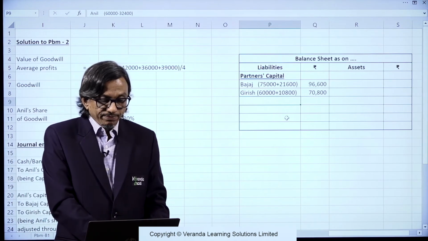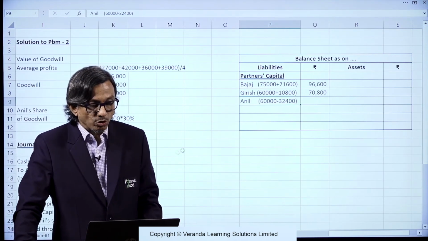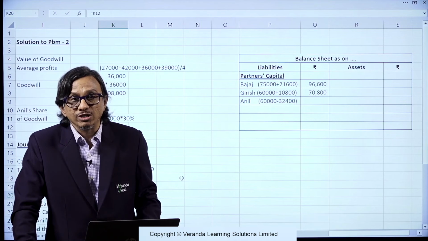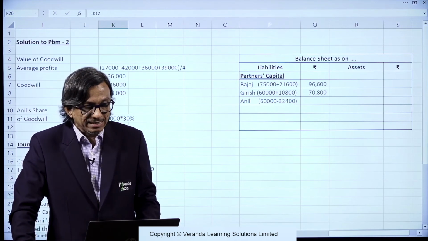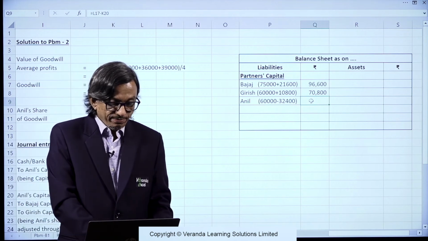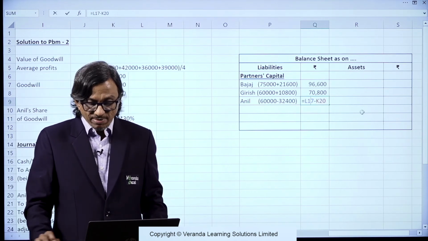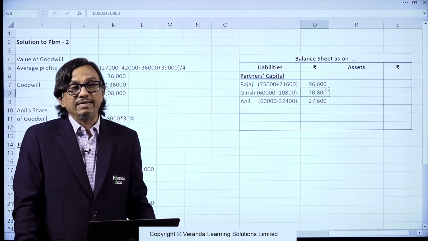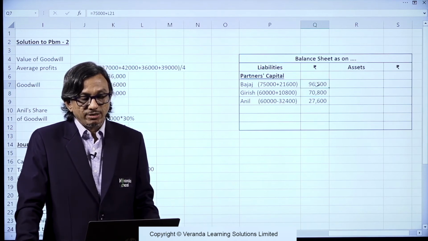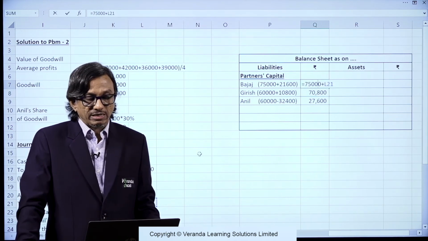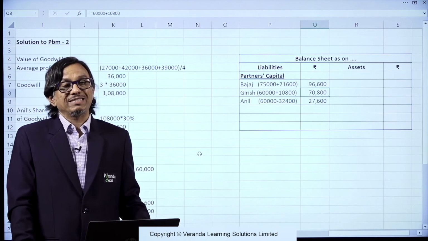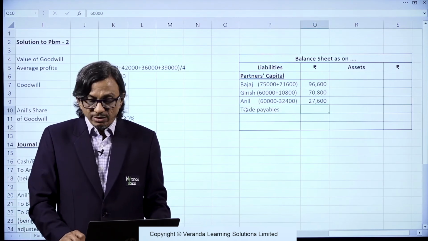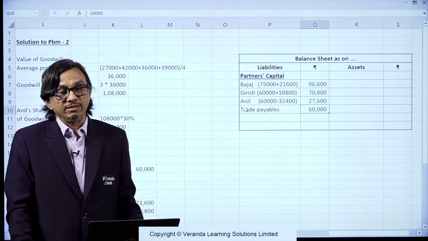What about Anil's capital? See, Anil brought 60,000 rupees towards his capital, but against that, his account was debited with 32,400 towards his share of goodwill. So 60,000 minus 32,400 will be Anil's capital. So how did I get these numbers? You can see 60,000 minus 32,400, and in the case of Girish, already 60,000 is there. 10,800 as share of goodwill should be added, and in the case of Bajaj, 75,000 already given, plus this 21,600 will get you 96,600. So there is a change in the capital accounts. Any other liability? Yes, it is given in the problem. Trade payable 60,000, no change in that. We have completed the liability side.